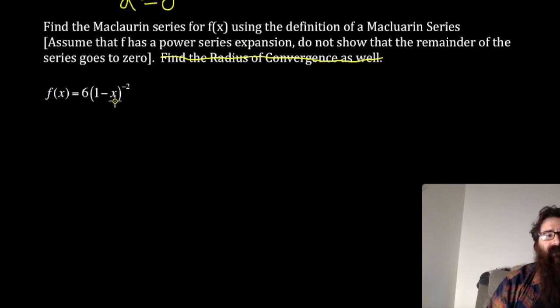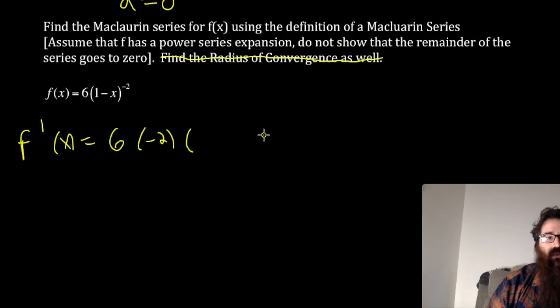So here I have f of x is 6 times (1 minus x) to the power of minus 2. Let's get differentiating. If I find f prime of x, 6 comes along for the ride as my coefficient. The derivative of stuff to the power of minus 2 gives me minus 2 stuff to the power of minus 3. I want my inner function back inside, which is 1 minus x, and then I want to multiply by the inner derivative. The derivative of 1 minus x is negative 1.